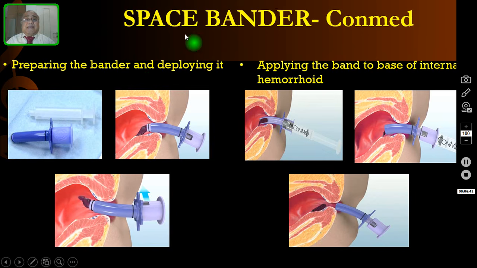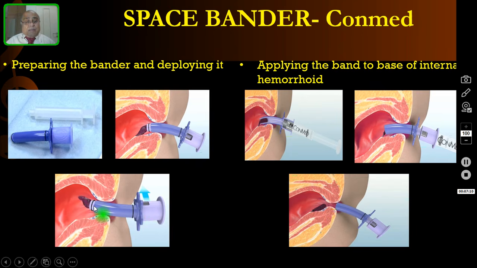So nowadays there is another device called the Speedband by one ConMed medical company. They are manufacturing this Speedband. This also you can use just like the variceal banding. Here, apart from just putting the band, we are using a vacuum for sucking this hemorrhoidal plexus. So this is the bander.